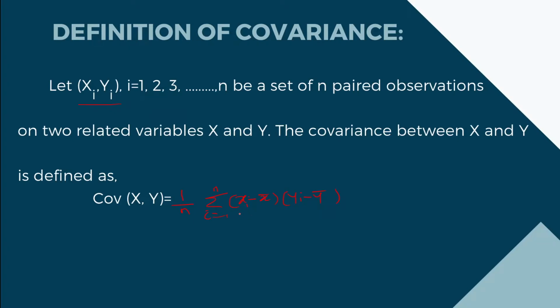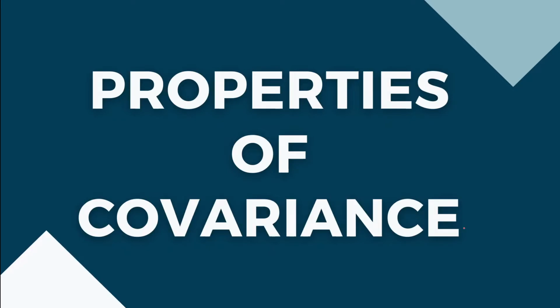If we simplify the product of x minus x bar into y minus y bar, then we get covariance of x and y is equal to 1 upon n summation xi into yi minus x bar into y bar. Generally, we use the second formula of covariance in order to save the time and efforts in the calculation of covariance. Now we will see the next point, properties of covariance.